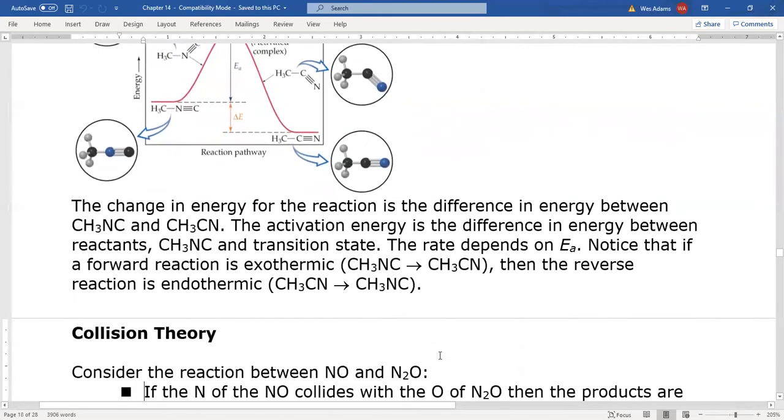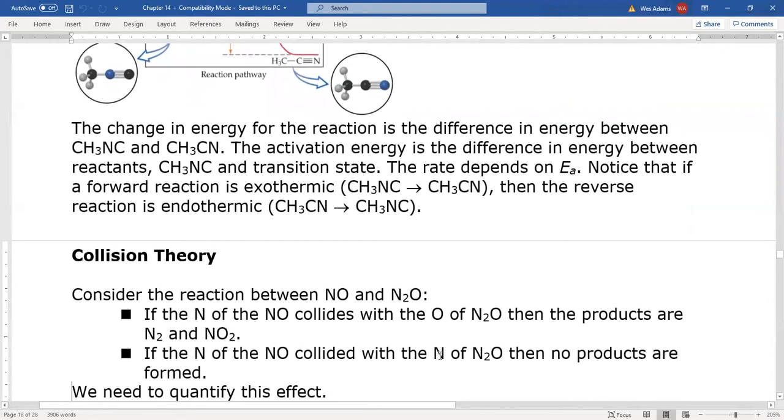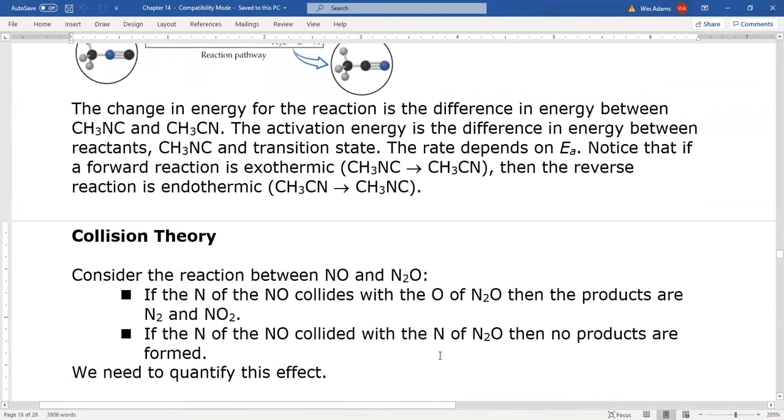This is based on collision theory. So if we look at the collision between nitrogen monoxide and nitrous oxide, if the N of the NO collides with the O of the N2O, then products are formed, N2 and NO2. If the N of the NO collides with the N of the N2O, then no products are formed. So we need to quantify that effect. There's a favorable collision and there's a non-favorable collision. So some of the collisions will go on to produce products, but not others.